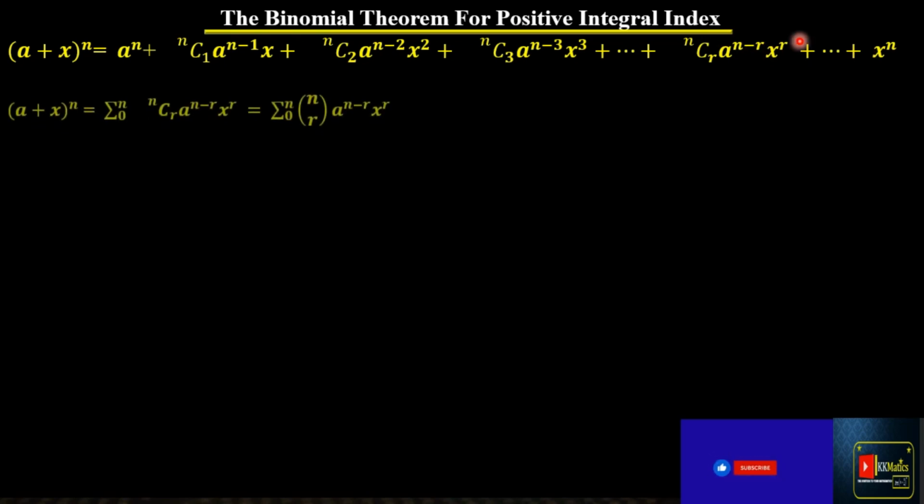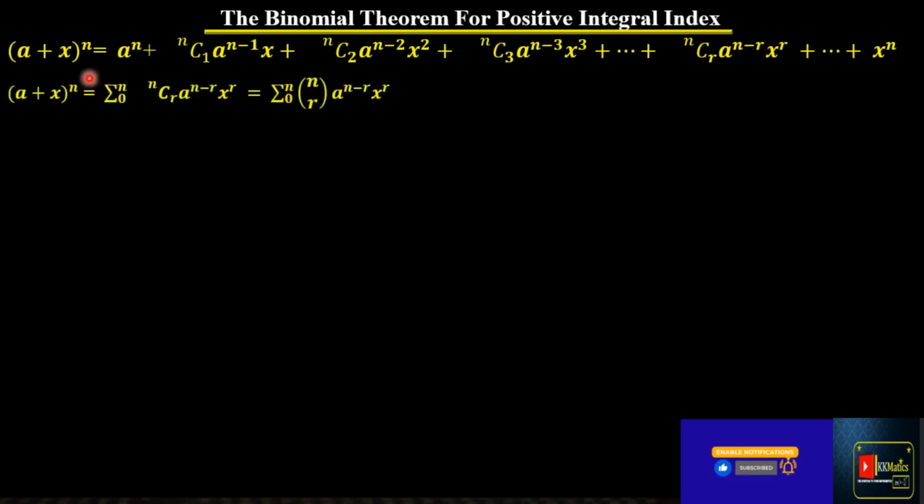So this can also be rewritten as the sum from 0 up to n of n combination r multiplied by a raised to the power n minus r multiplied by x raised to the power r, and this equals this expression there. So n combination r can be written as this. We can rewrite it as this. Okay, so as you see on your screen there, be very careful. This is not a vector.